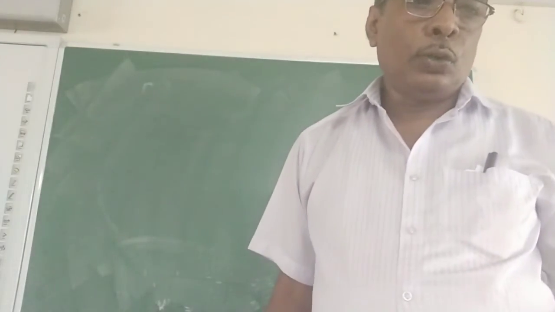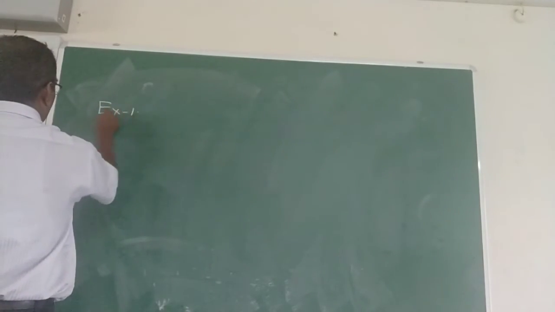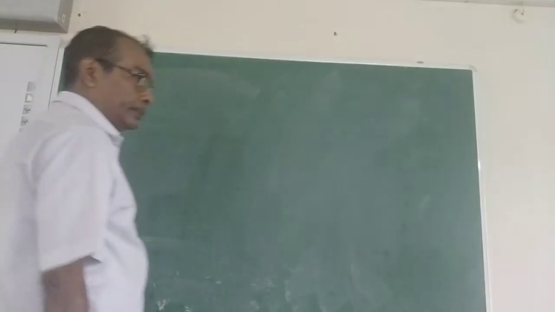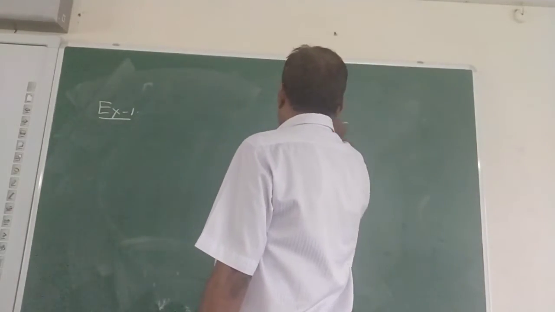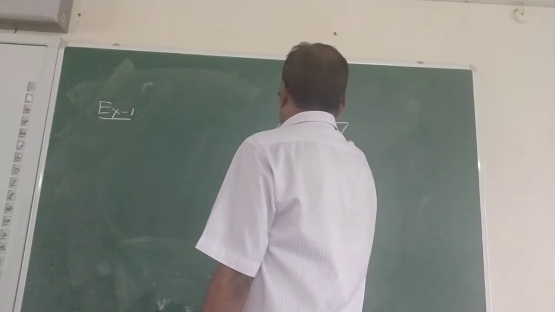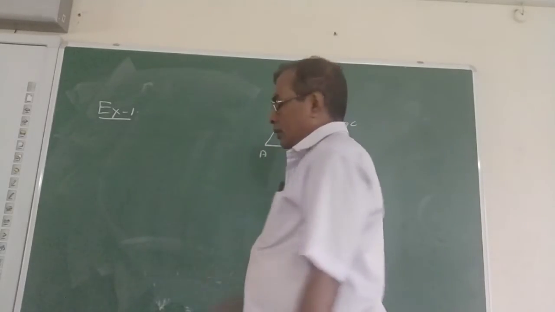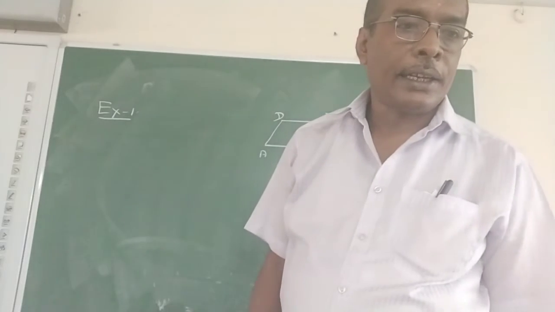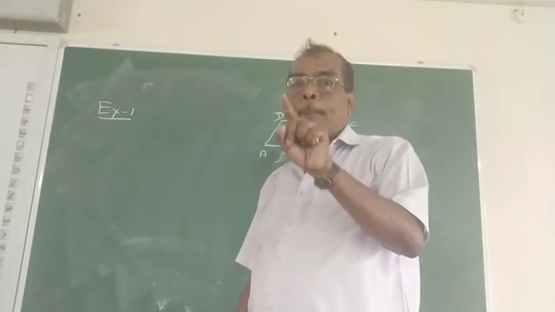Prove that any 2 adjacent angles of a parallelogram are supplementary. It is from example number 1. Listen. Suppose ABCD is a parallelogram. ABCD is a parallelogram. It is given, my dear.